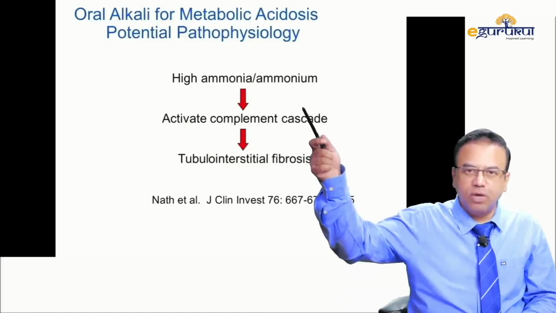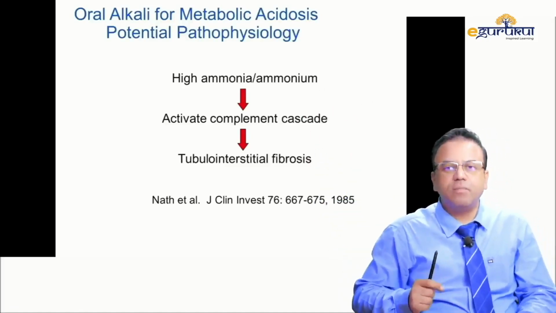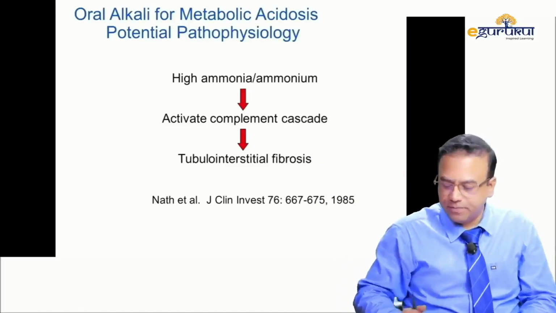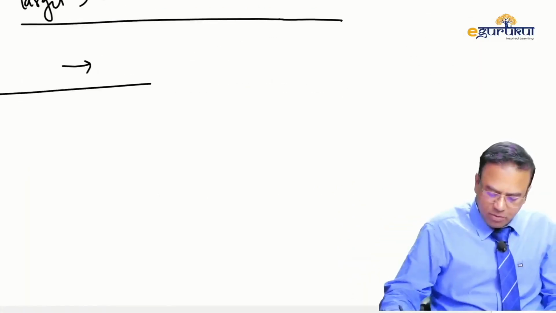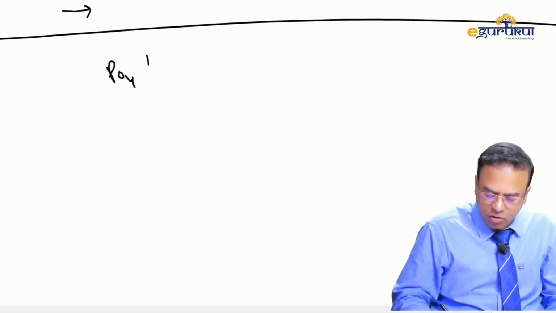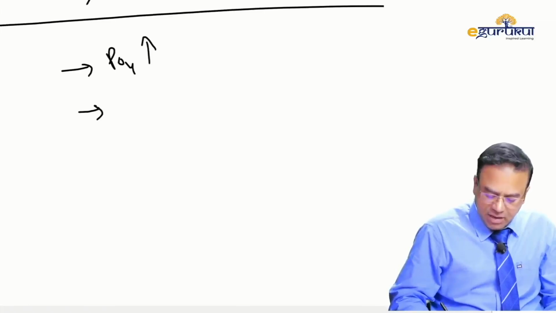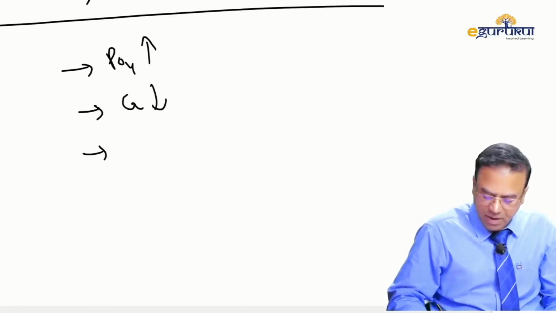To reduce the ammonium, we need to reduce the acidosis, and that's the reason why oral alkali is used in the treatment to prevent this complication. The biggest problem you will see in these patients actually is connected with phosphorus. The phosphate levels are going to be increased in patients with CKD, and this is generally accompanied with a low calcium and a high parathormone.